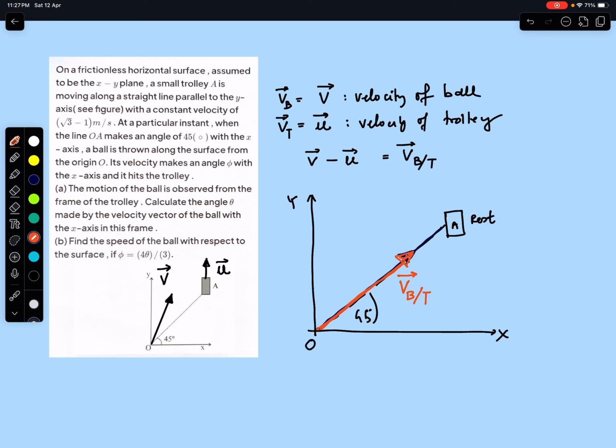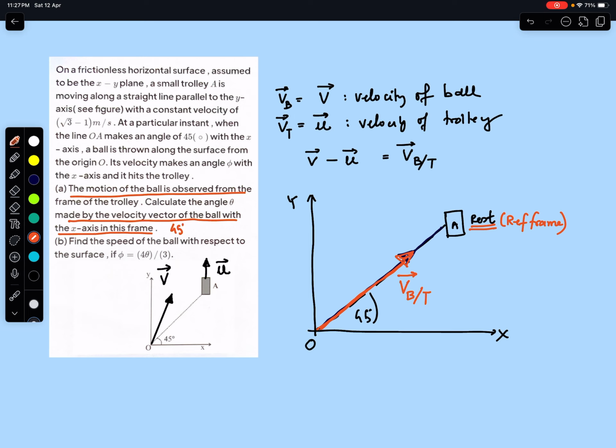Now that means the first question is answered. The motion of the ball is observed. Calculate the angle theta made by the velocity vector of the ball with respect to the trolley with the x-axis. Obviously VB with respect to T makes angle 45 degree, because the trolley at rest is the reference frame from where you observe this event. So the first answer will be 45 degree.